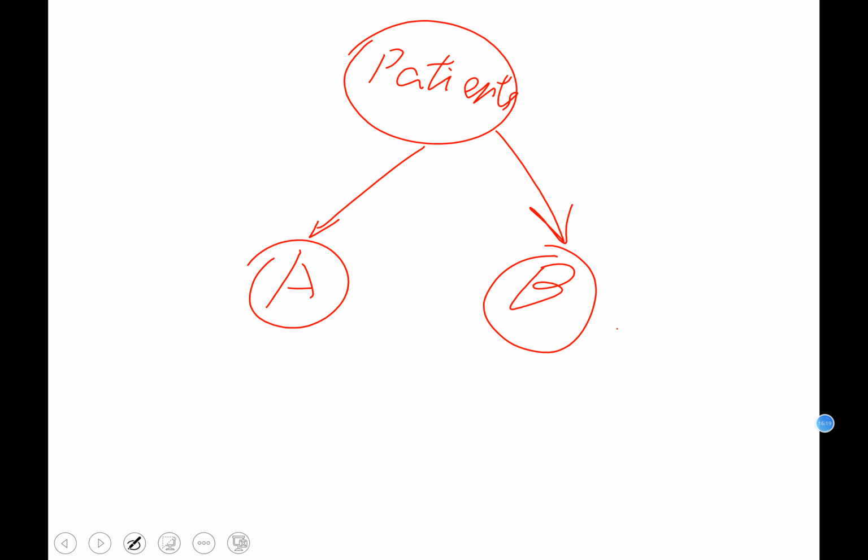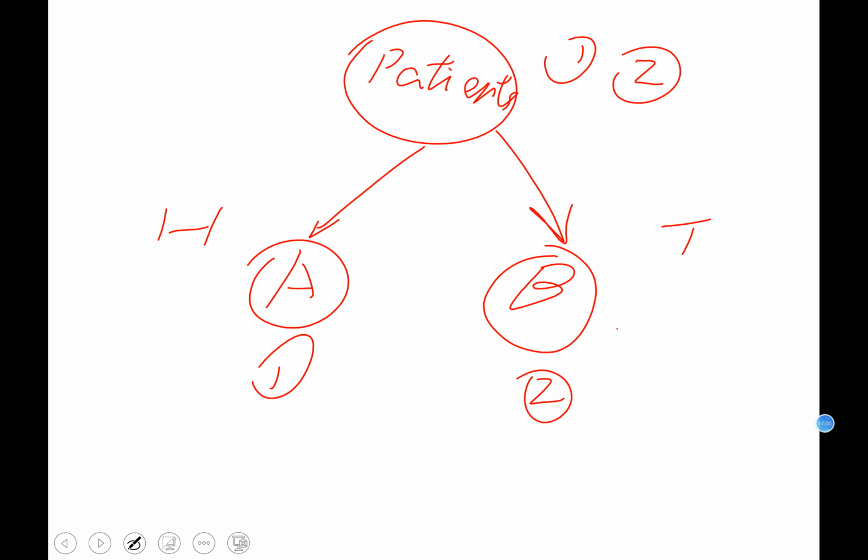We can let the patients toss the coin, right? If he gets a head, he goes into group A, the sample A. If he gets a tail, he goes to sample B, right? So we find that the number one patient, he tosses the coin, he gets a head. So number one gets into sample A. Number two gets a tail. So number two gets into sample B.